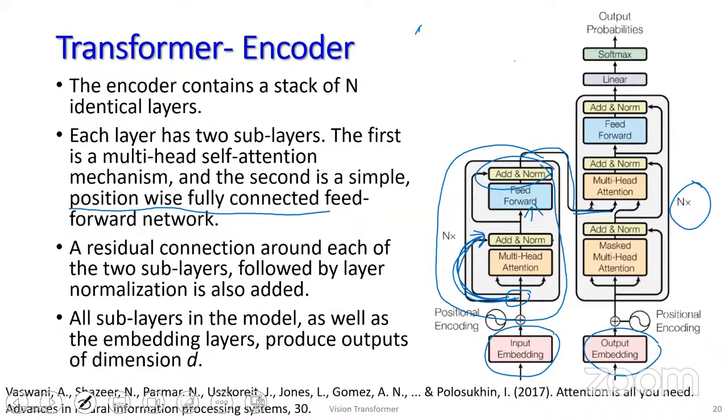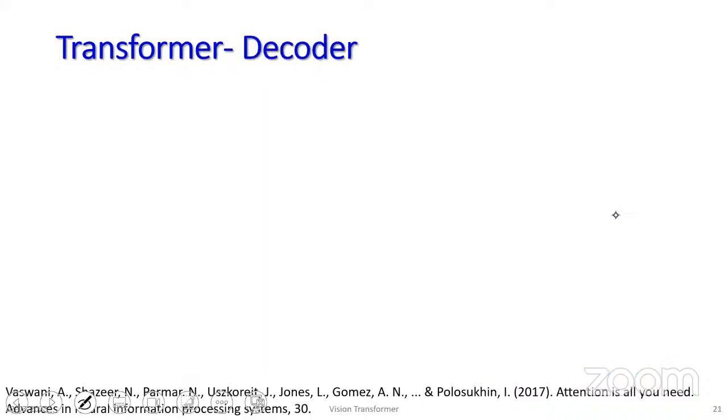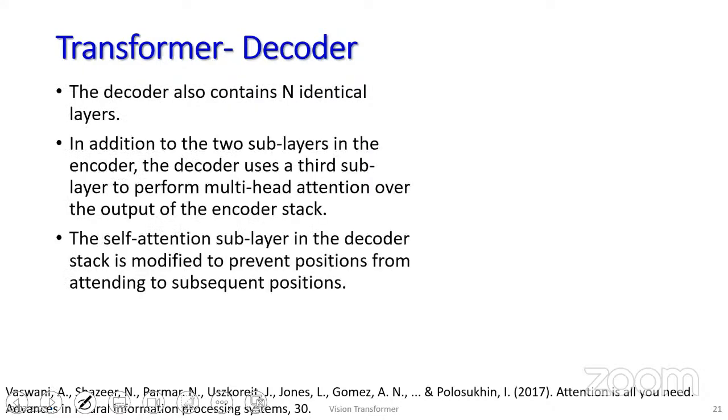Now let me go ahead with the encoder and decoder part. In the decoder, let me first complete the decoder part. And thanks to all of you who said yes. The decoder also contains n identical layers. In addition to the 2 sublayers in the encoder, the decoder uses a third sublayer to perform multi-head attention over the output of the encoder stack, right?